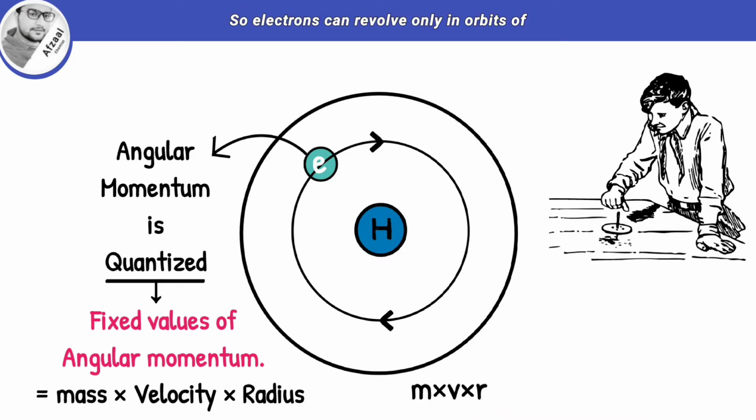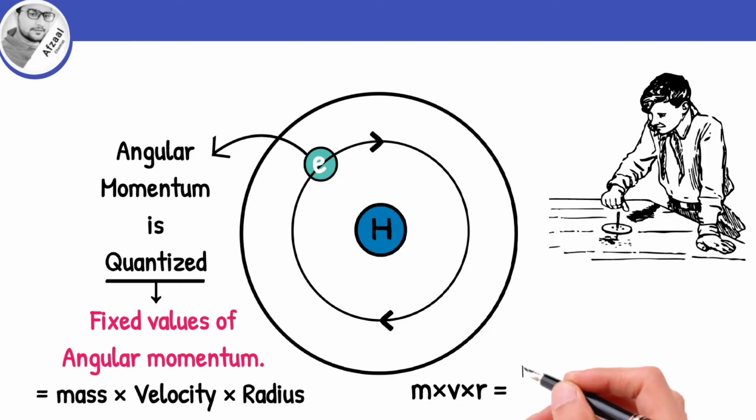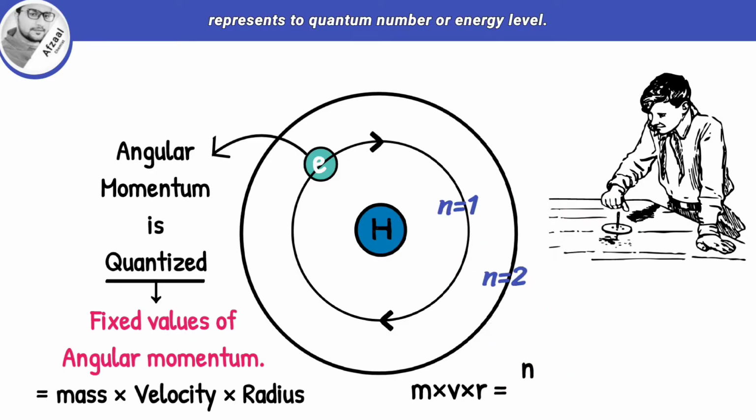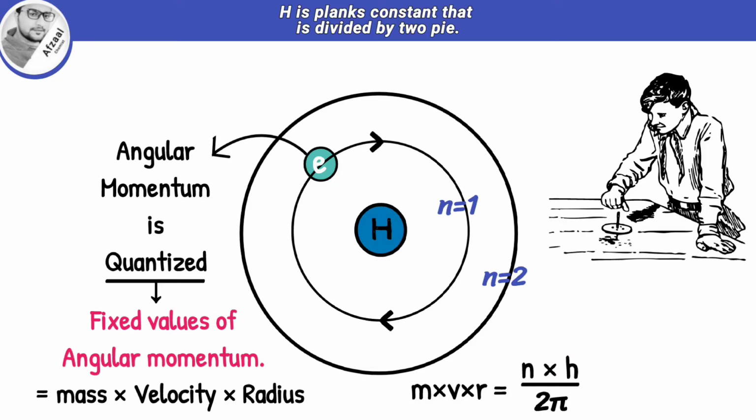So, electrons can revolve only in orbits of fixed angular momentum. That is equal to n h over 2 pi, where n represents the quantum number, or energy level, and h is Planck's constant. This quantization brings stability to the atom.